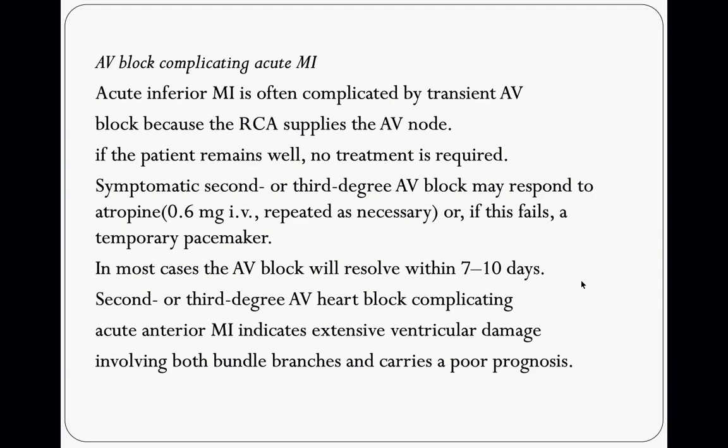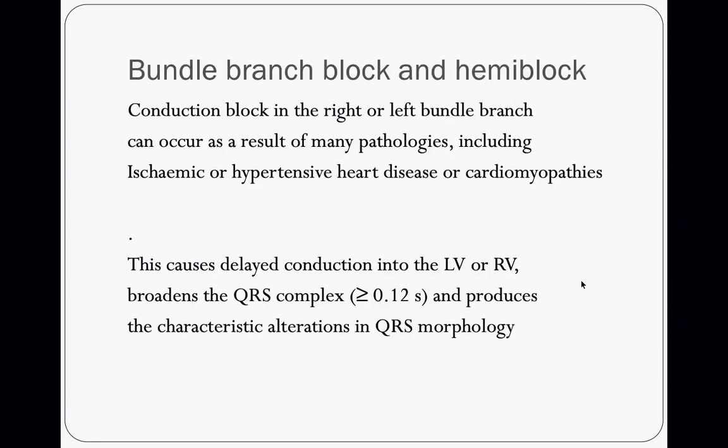Second or third degree AV block complicating acute anterior MI indicates extensive ventricular damage involving both bundle branches and carries a poor prognosis, and may require permanent pacemaker insertion. So AV block complicating acute MI has two forms: following acute inferior MI it has a good prognosis, and following acute anterior MI it indicates a poor prognosis and may need permanent pacemaker insertion. Next slide.